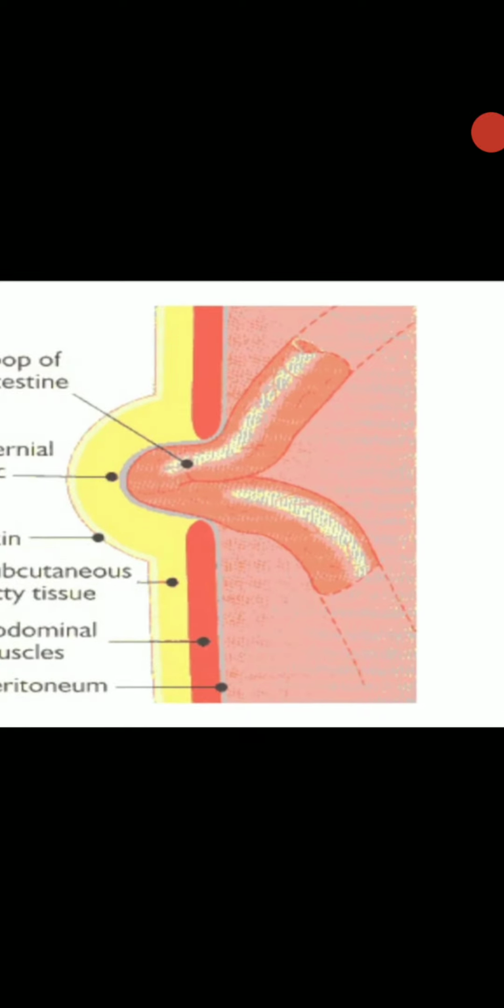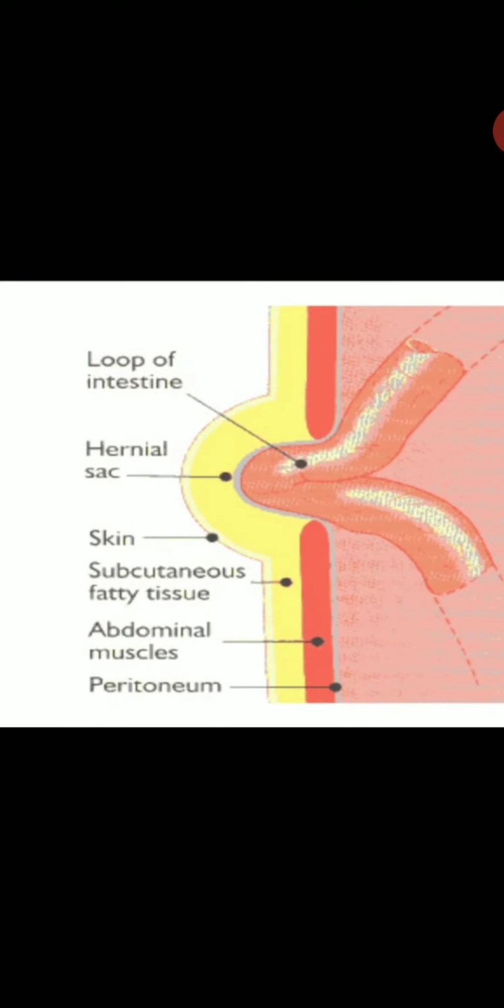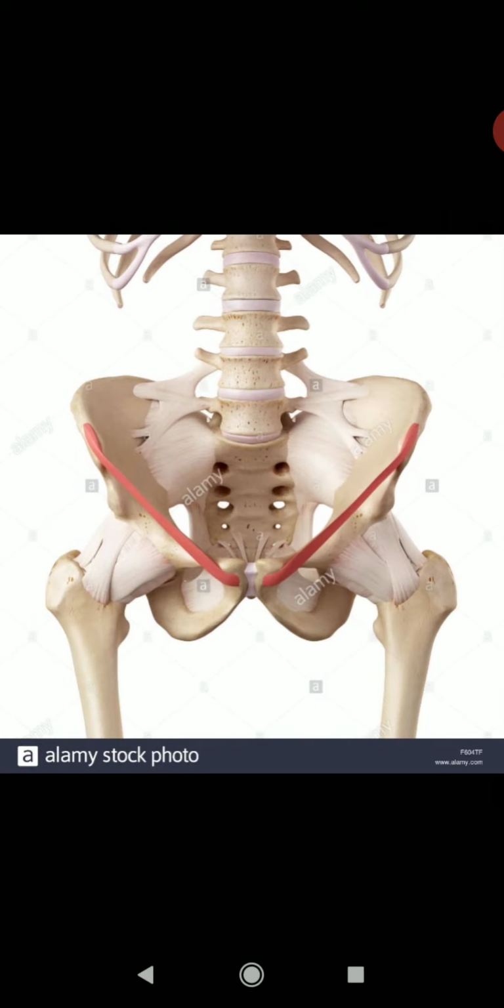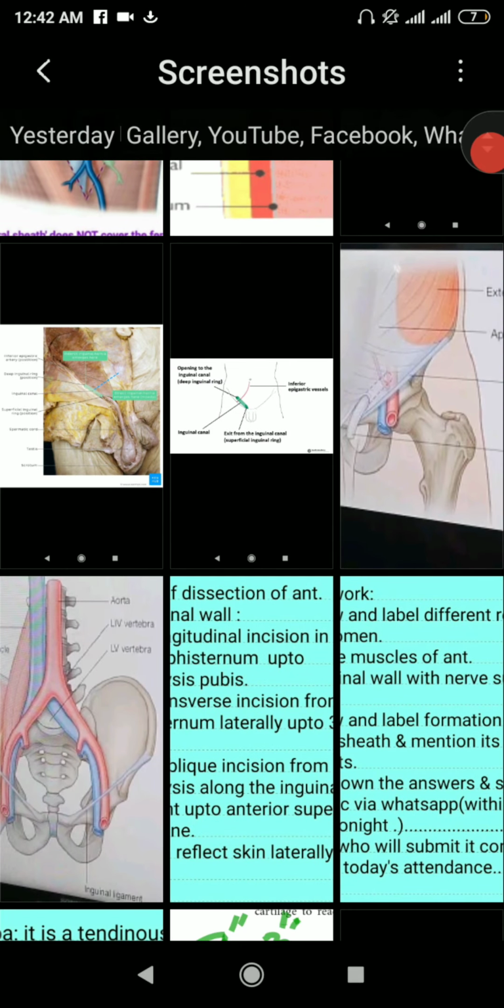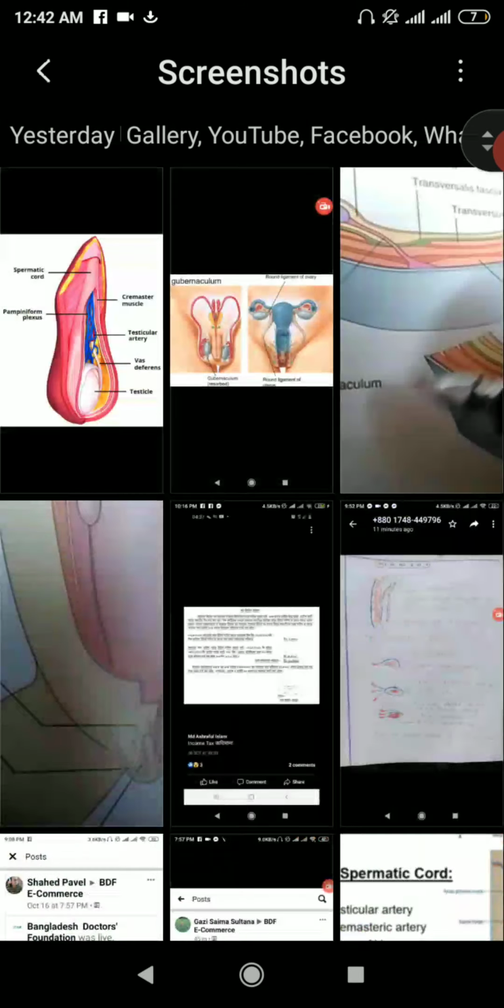And this is a very good picture of the hernia. Look at that. This is a loop of intestine. The pinkish one is the loop of intestine. It is herniating through the anterior abdominal wall through a weak point. So that's all about the hernia.